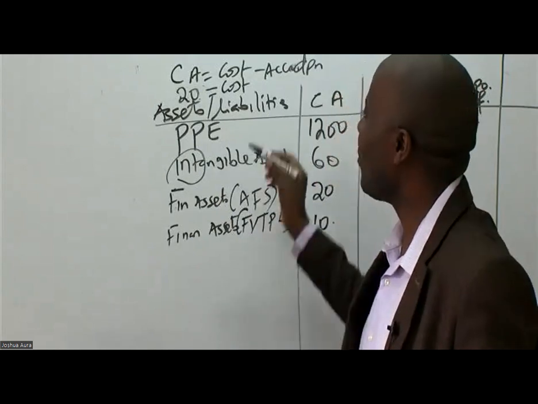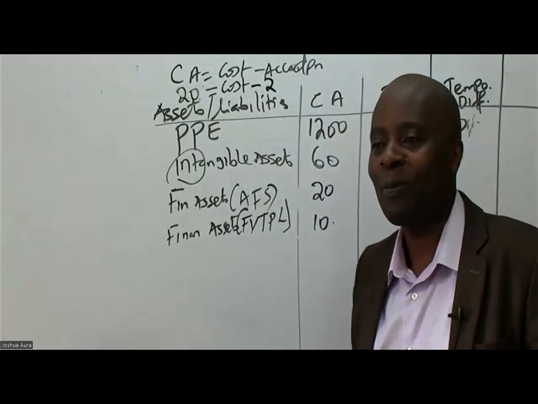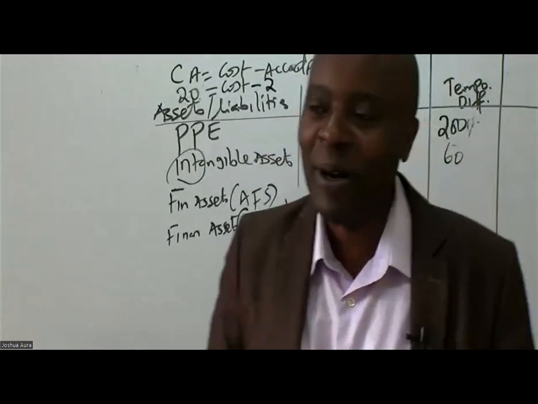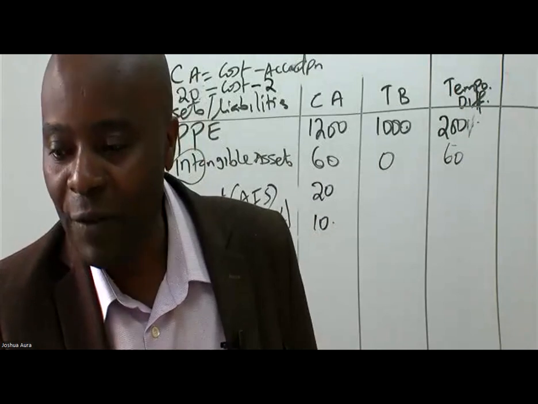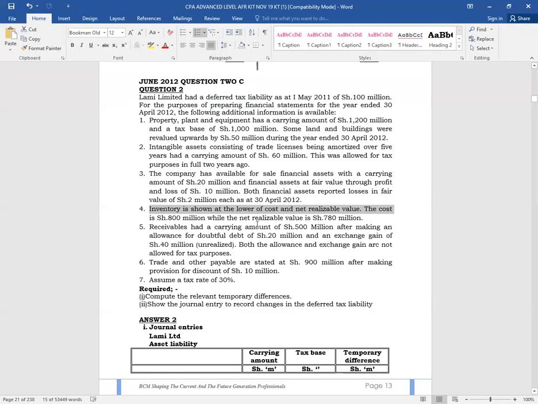I know in this particular year, it made a loss of 2. I'm not cooking these words from my mouth, ladies and gentlemen. These words are given here. They've told us that both financial assets reported losses in fair value of 2 million each as at 30th April 2022.